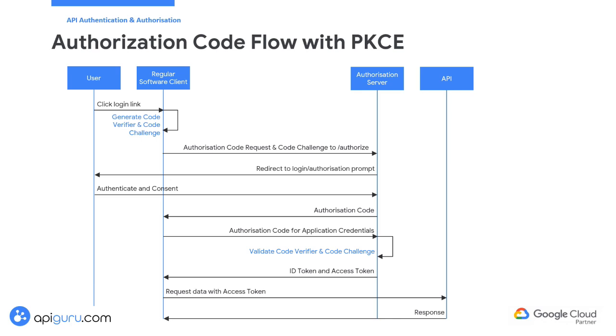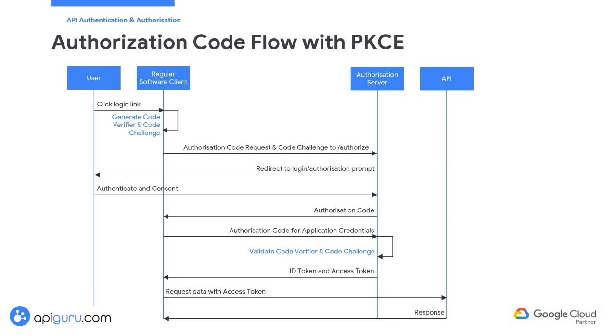For native and browser-based JavaScript apps, it is now widely considered the best practice to use the authorization code flow with the PKCE extension instead of the implicit flow. This flow is like the regular authorization code flow, except PKCE replaces the client secret used in the standard authorization code flow with a one-time code challenge. This means the client app doesn't have to store a client secret.